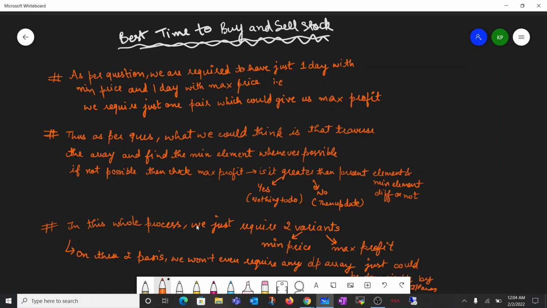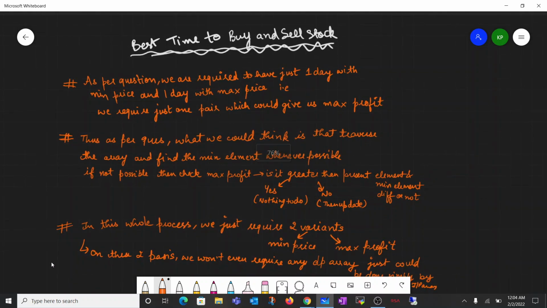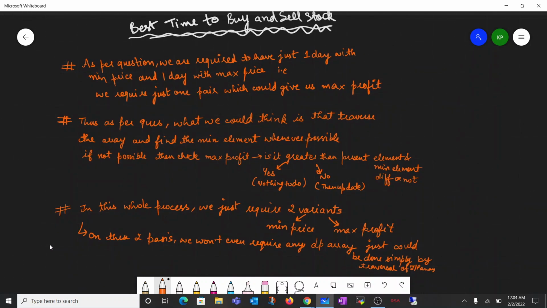So in this whole process, we just require two variables, that is the minimum price and the maximum profit. Because on the basis of these two only, we don't even require a DP array. What we could do is simply traverse the whole input array, and simply change this minimum price and maximum profit, and we could simply get the final answer, that is the maximum profit.